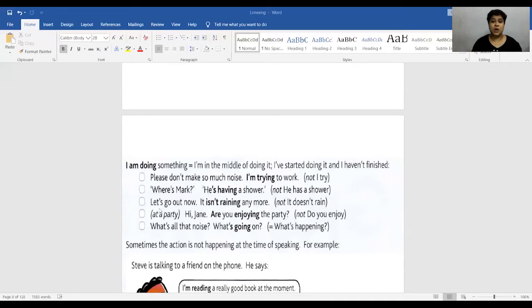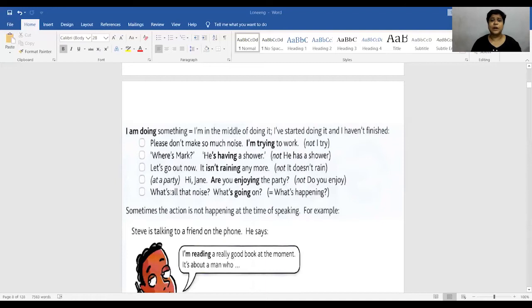Let's go out now. It isn't raining anymore. Is not is just contracted, and it says it isn't raining anymore. And isn't raining is the present continuous here, which means not, it does not rain. At the party, hi Jane, are you enjoying the party? So are you enjoying, that is the present continuous. You is the subject, are and enjoying are the present continuous.